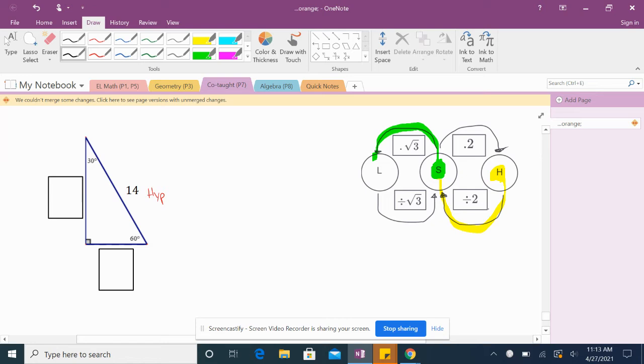From the hypotenuse to the short leg, we have to divide by 2.